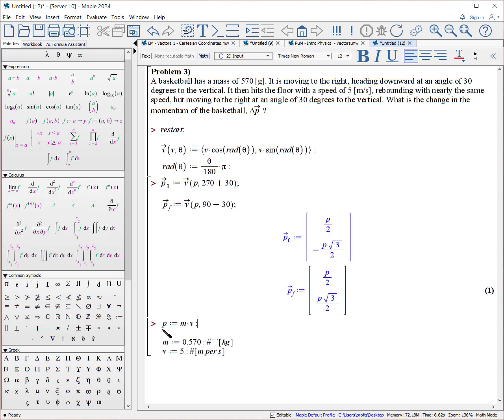How do we find momentum? Momentum is moving mass, mass times velocity. This is the magnitude, so we need to put in the value for the mass, and we need to put in the value for the velocity.